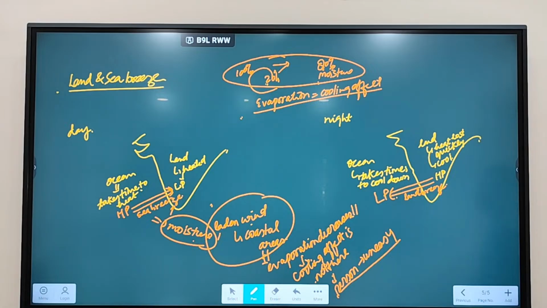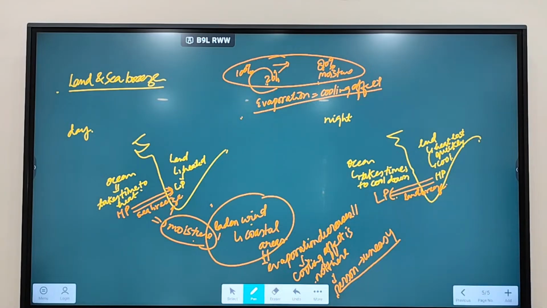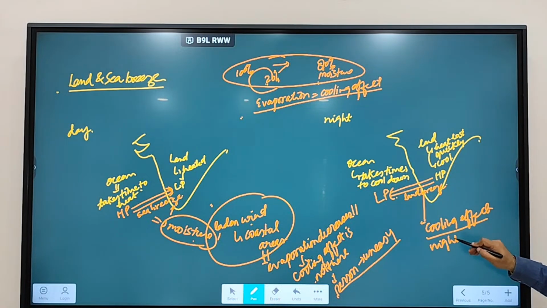Fine. During the night time, what is happening? The moisture laden winds are moving away. So what will happen? More evaporation, more cooling effect during the night time. And that's why nights in coastal areas are very good, very comfortable, because of the increase in evaporation.